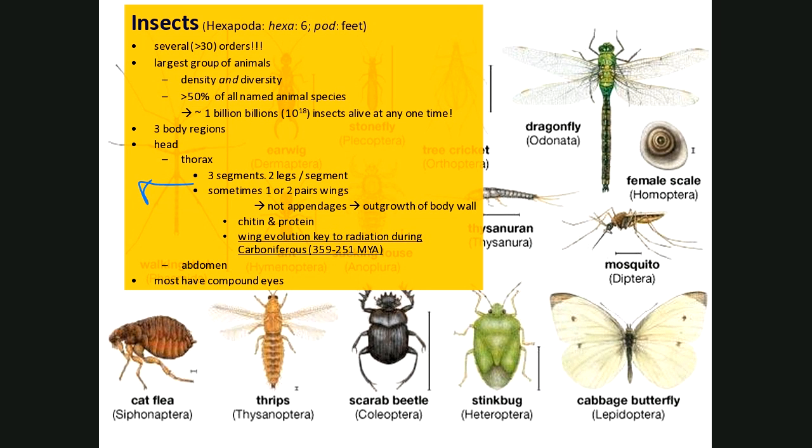Now, wing evolution, however it came about, was absolutely key to the radiation during the Carboniferous period. Remember, the Carboniferous period was when plants started just going crazy and populating the environment, moving out onto land. And I've told you more than once, not only was it the fungus in the plants that helped, but it was the insects, the pollinators. And they moved out on the land. They helped those plants disperse by moving their pollen around. So we got a head, a thorax, and then we have an abdomen. And most of these guys have compound eyes, which we talked about.